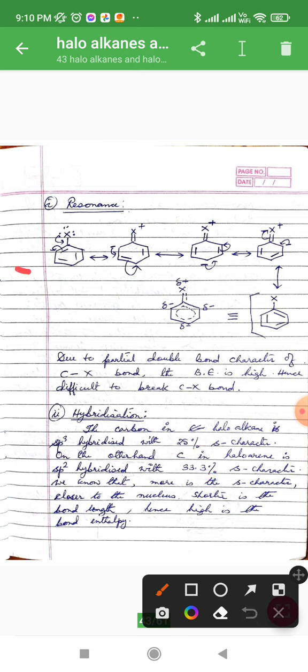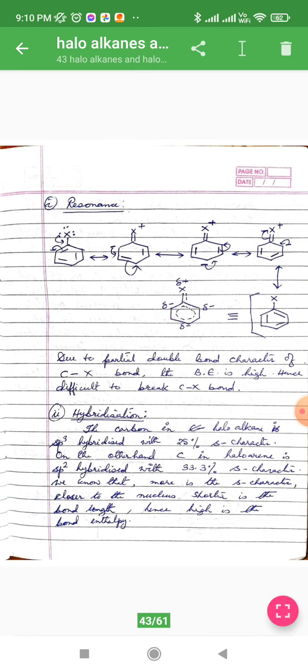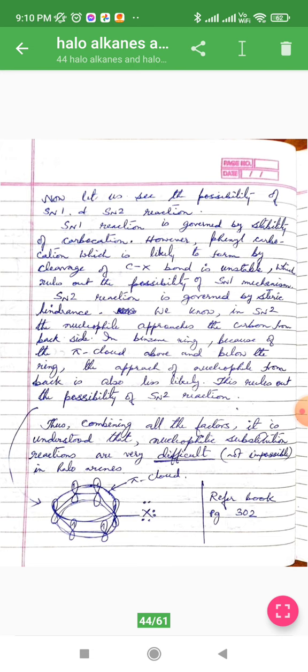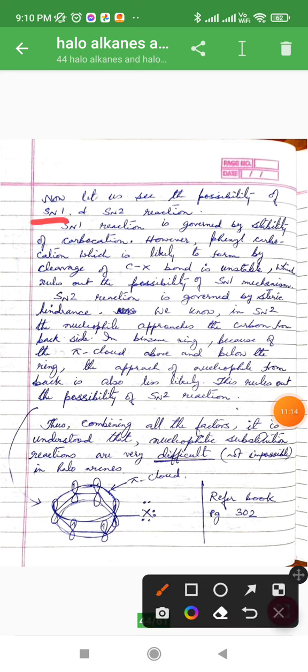So both resonance factor and hybridization factor contribute to the shorter bond length of the carbon halogen bond, which makes it difficult for the cleavage of the carbon halogen bond. As a result, nucleophilic substitution reactions are very less common. Now let us have a look at the possibility in case they undergo nucleophilic substitution reaction. The possible pathways are either Sn1 or Sn2. Now let us see the possibilities of Sn1 and Sn2 reactions.